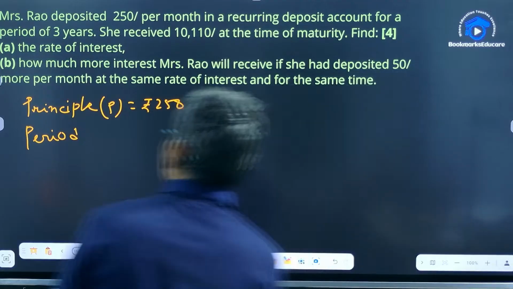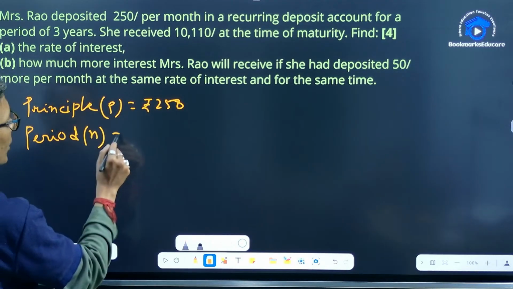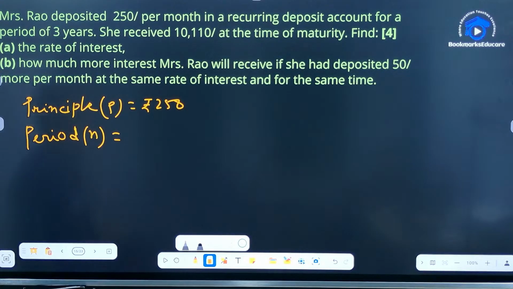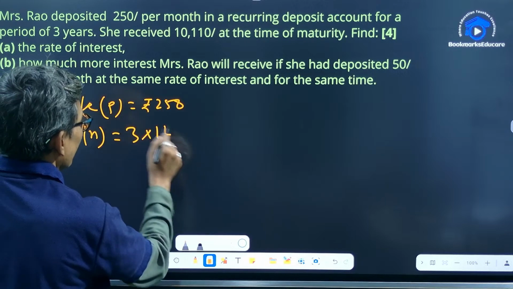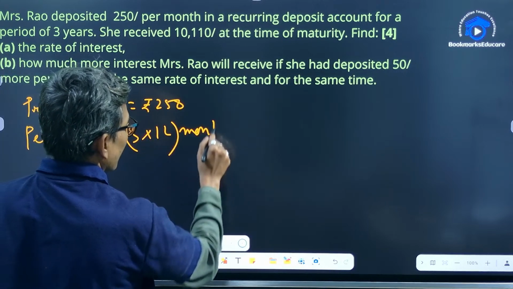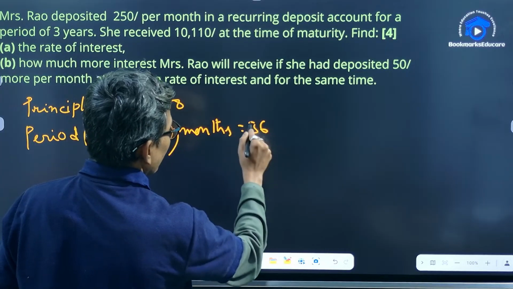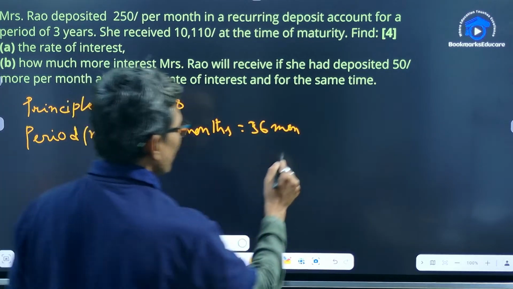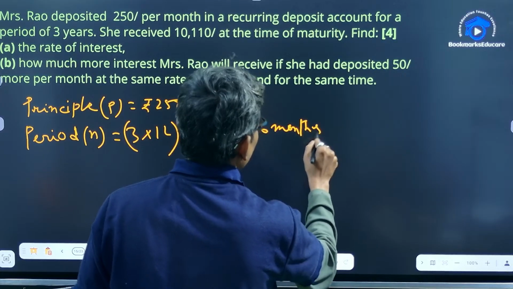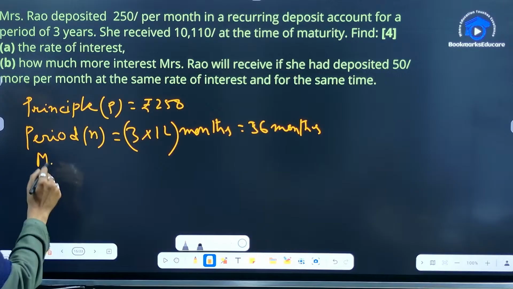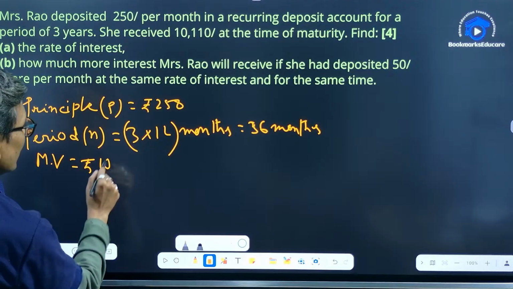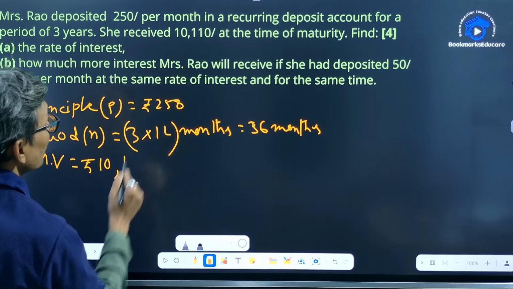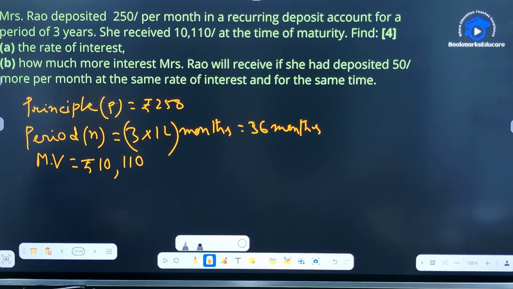Specially, period is denoted by n. So n is equal to... we have to convert this into months. 3 years means how many months? 36 months, 3 into 12 months. So 36 months, that is the period, denoted by n. And the maturity value MV that is given is 10,110 rupees. Okay. And now we are asked to find out the interest.